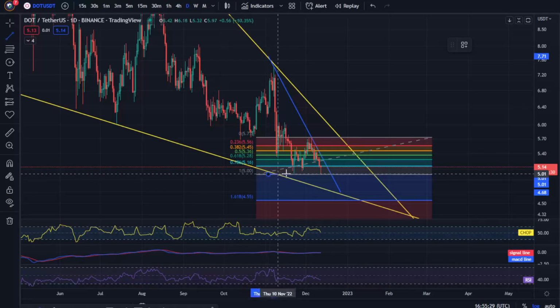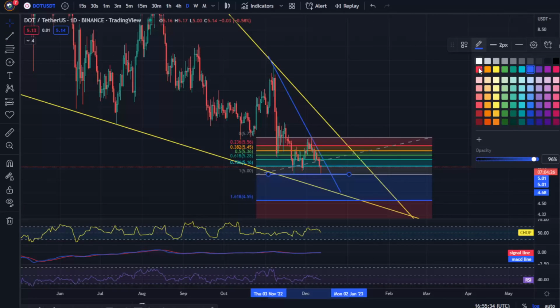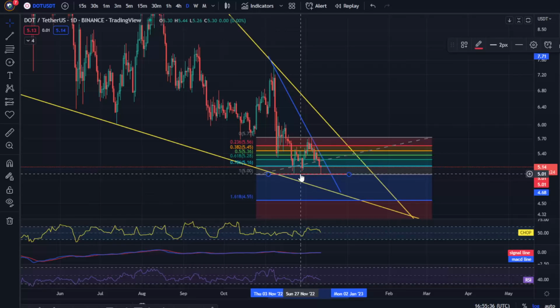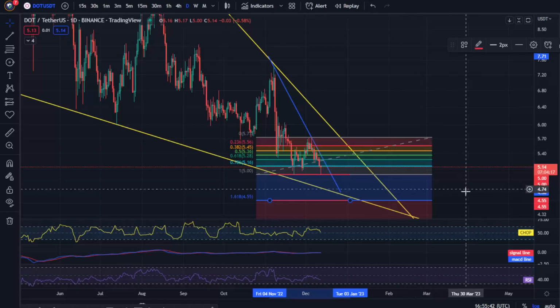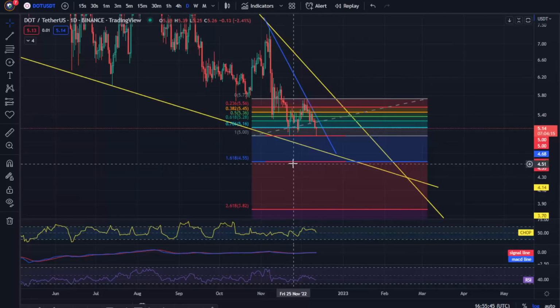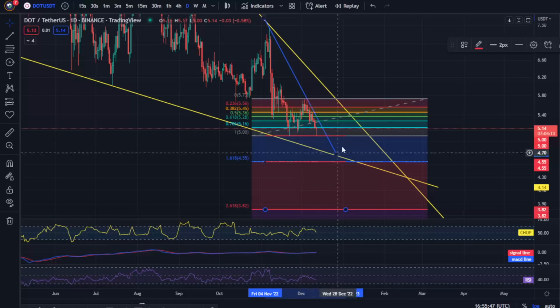Now, using the fib retracement tool, we will check where we currently have support for the price, and here we have the first support at the price of $5, from which the price has already rebounded 3 times, but if the support is broken, we have another support at the price of $4.55 and $3.82.